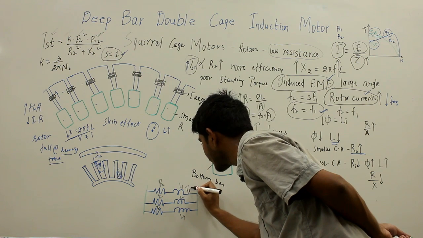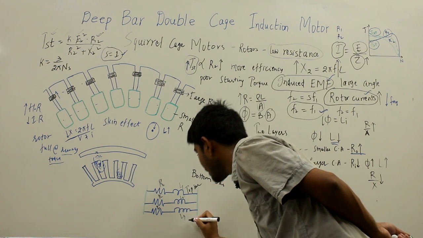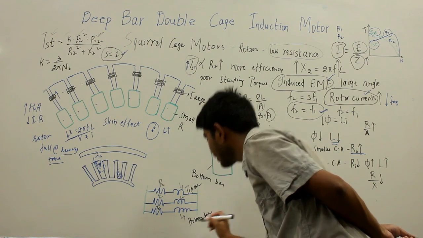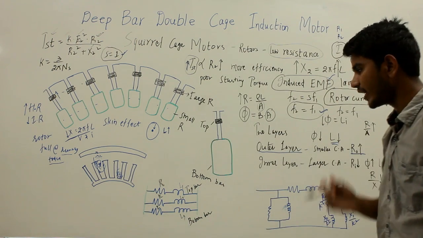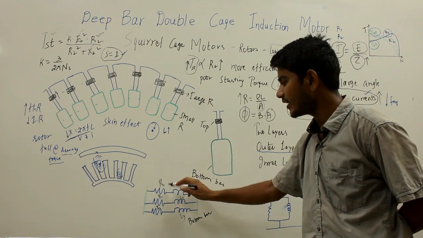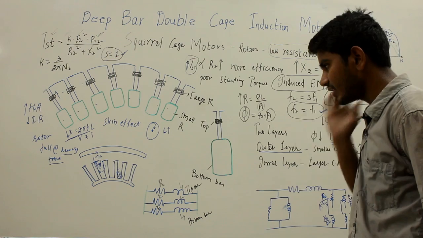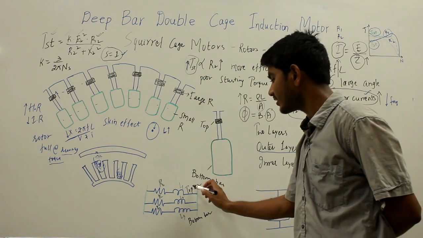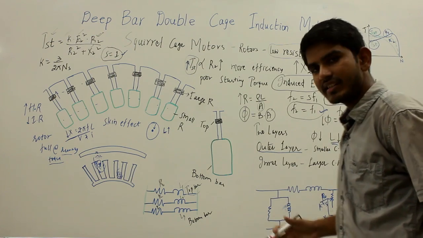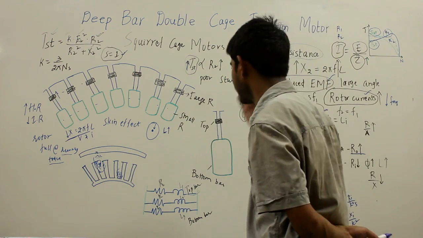So here you are having a top bar and this is your bottom bar. As the bottom bar is having the higher inductive reactance and the top bar is having lower inductive reactance and higher resistance, you will be witnessing the current to take this path, that is the top bar path, and this is the required and desired condition for us to achieve the high starting torque.